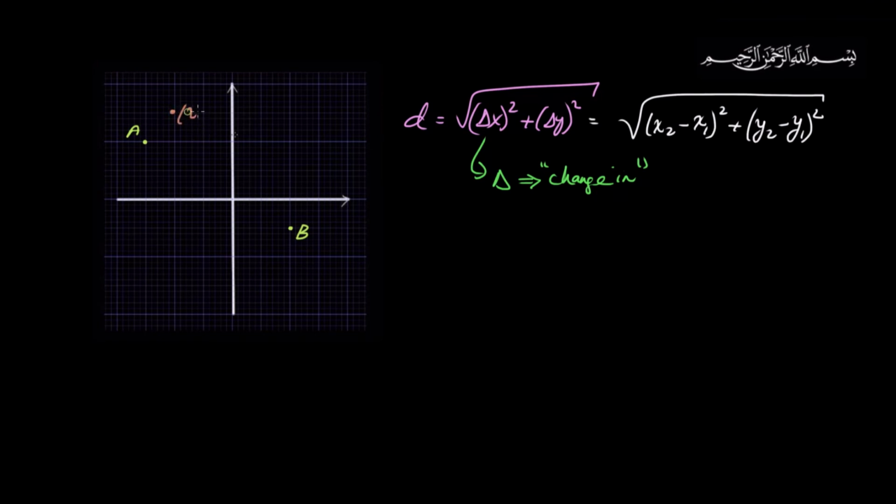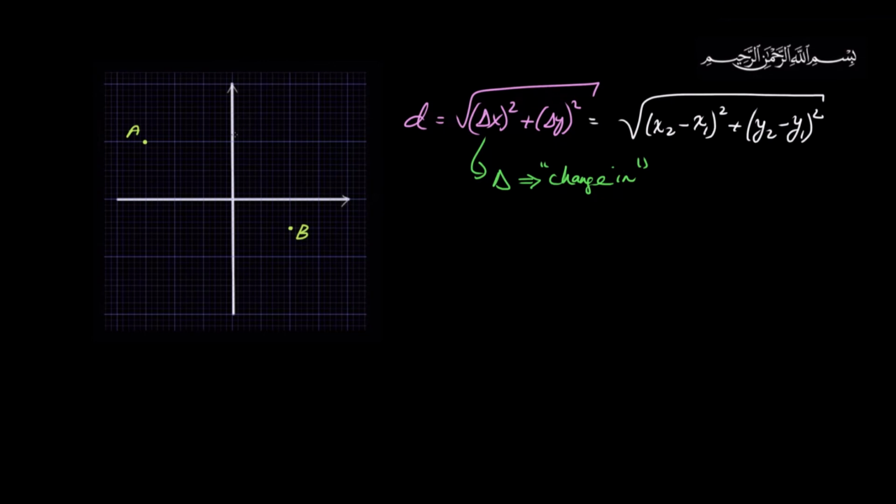The first ordered pair would be x1, y1, and the second ordered pair, let's say over here, would be x2, y2. So this x1, x2 business and y1, y2 business represents two different ordered pairs. So in order to find the distance between these 2 points, we need the ordered pair that belongs to each one of these points.